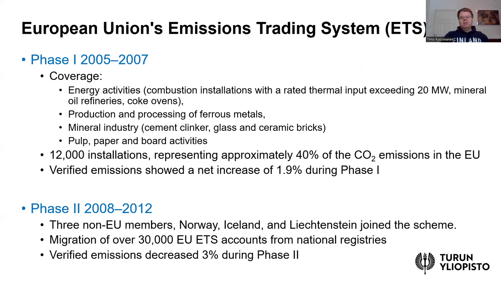The coverage of the emission trading at this initial stage focused mainly on the most heavily carbon intensive industries. Initially the scheme covered 12,000 installations and approximately 40% of the total CO2 emissions in the EU. Considering how successful the initial stage was, the verified emissions actually increased during phase one. This was mainly with the purpose of setting up a tradable emissions market and gaining experience. In the initial stage, there was very little abatement going on.